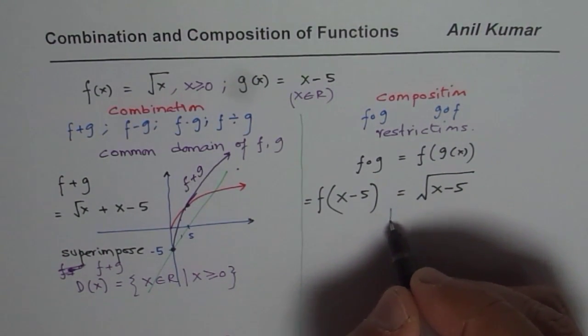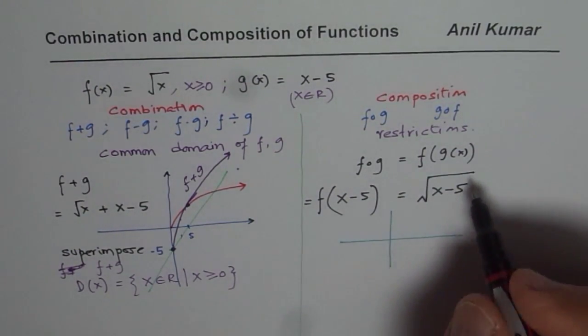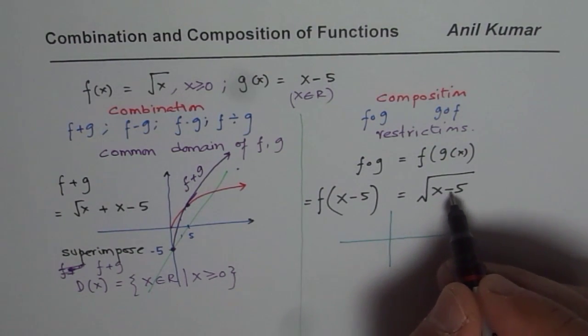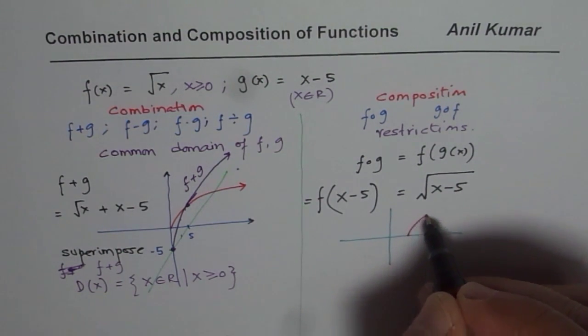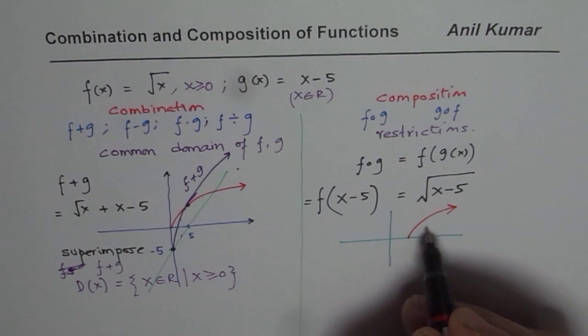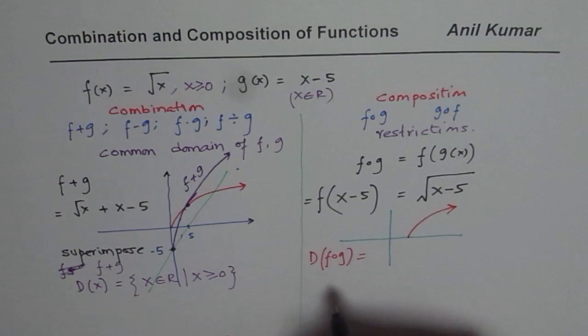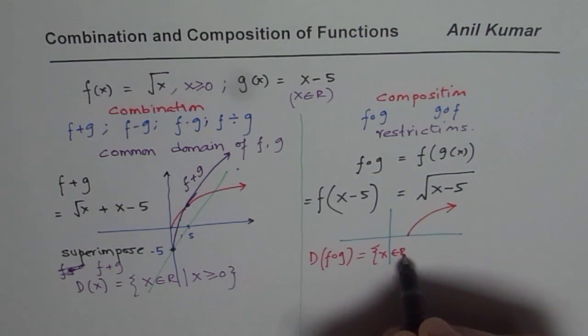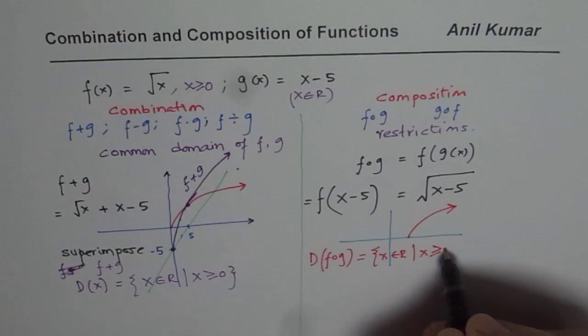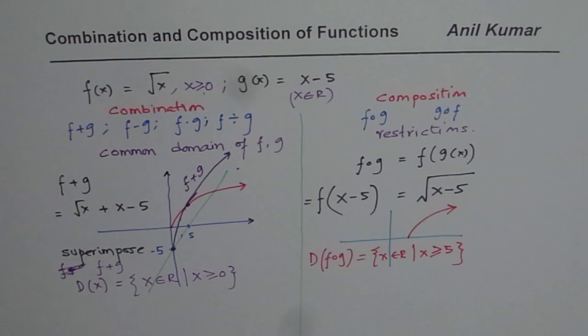Now in this particular case, as you can clearly see, the composed function is the square root function translated 5 units to the right. So it's kind of like this. Do you see that? As you can see now here, what is the domain of this function? So the domain of the function f of g is x belongs to real numbers, but x is greater than or equal to 5. So it is not 0, do you see that? So it is shifted. So it's a different function, and that is how it is, right? So that is how we do it, correct?